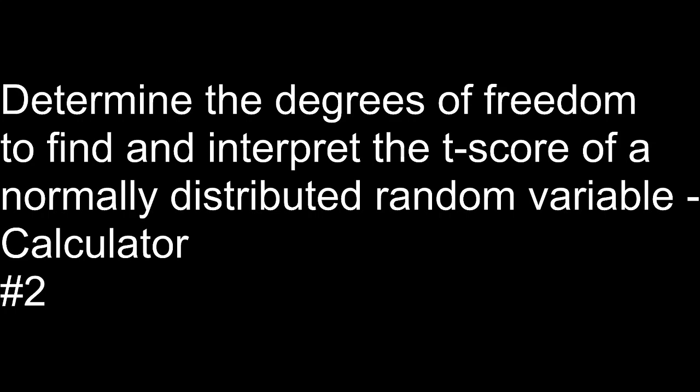This video is on the objective: determine the degrees of freedom to find and interpret the t-score of a normally distributed random variable with your calculator. And this is number 2. This is the second video I've done on this kind of question in your Newton Alta homework. So this one will be pretty quick. I'll just go straight to the calculator and use that inverse t, right?